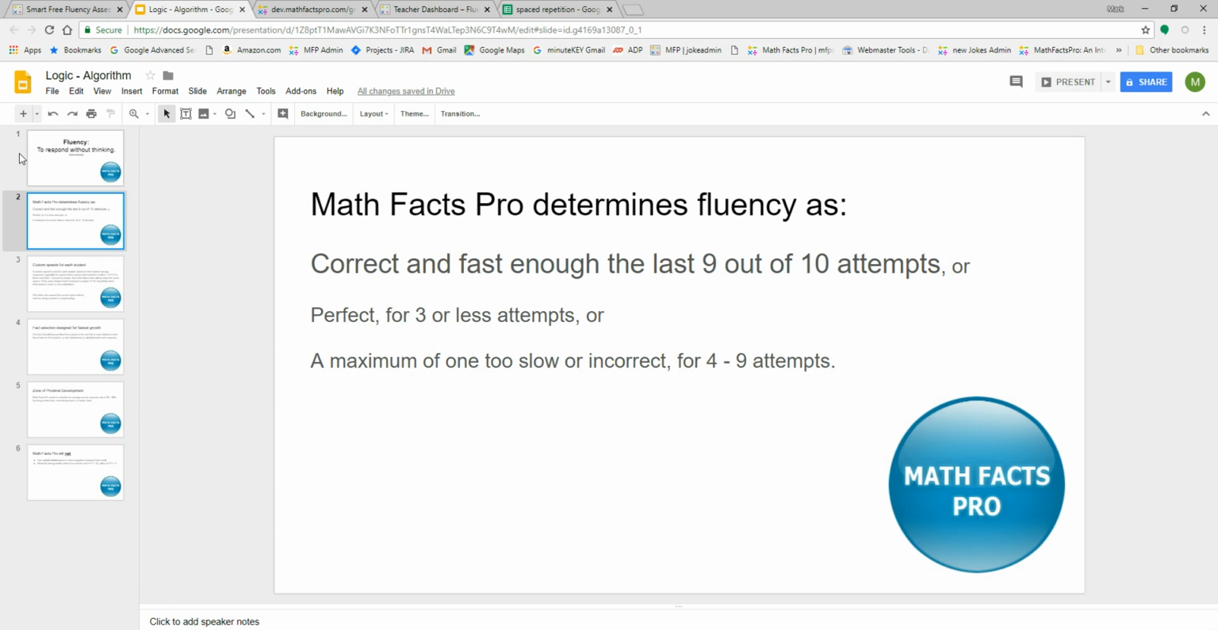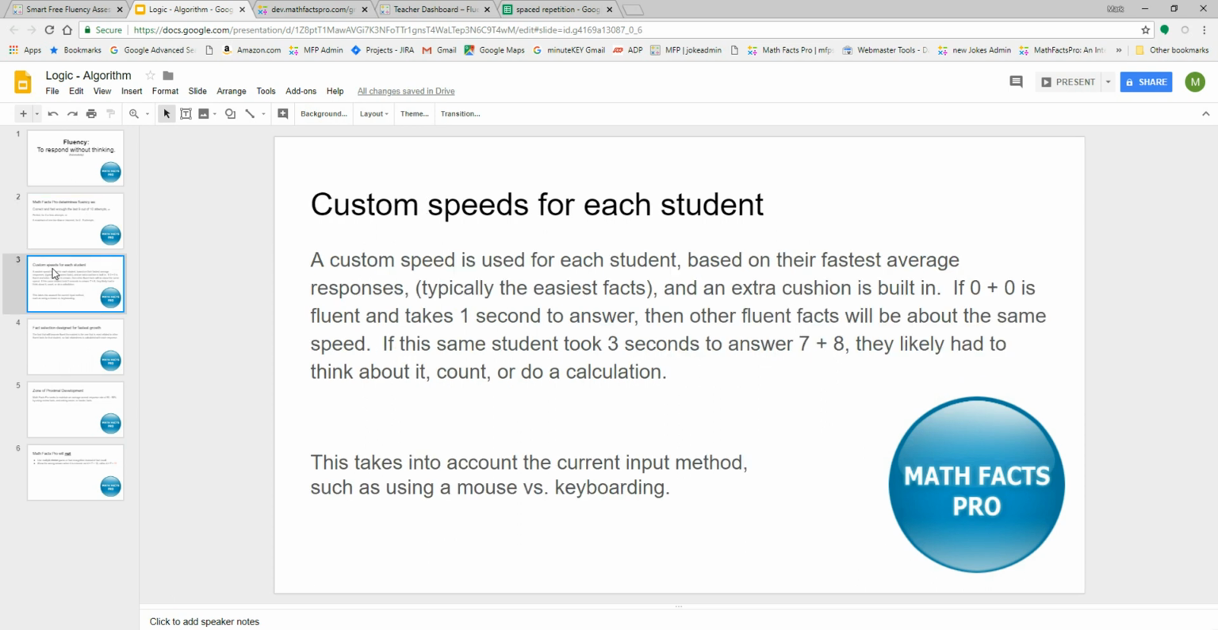A correct response is counted as fast enough based on a student's fastest average responses. Typically, these are your zeros and ones. If a student tends to answer 0 plus 0 in 1 second, their fluency speed is around 1 second. We monitor all the facts for that operator, take the fastest ones, add a cushion to that, and use it as the student's fluency speed.